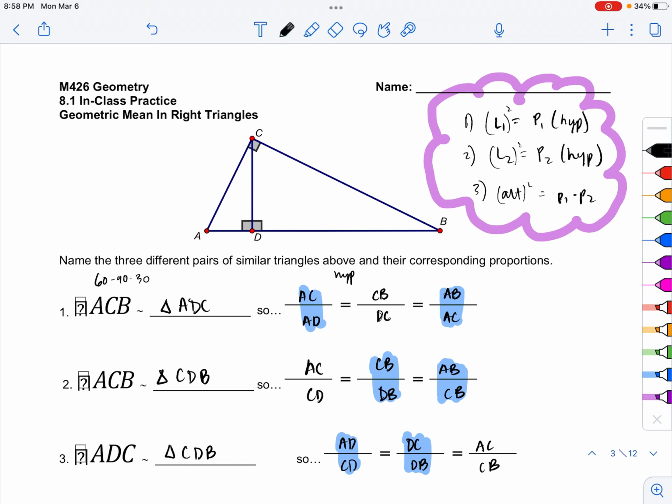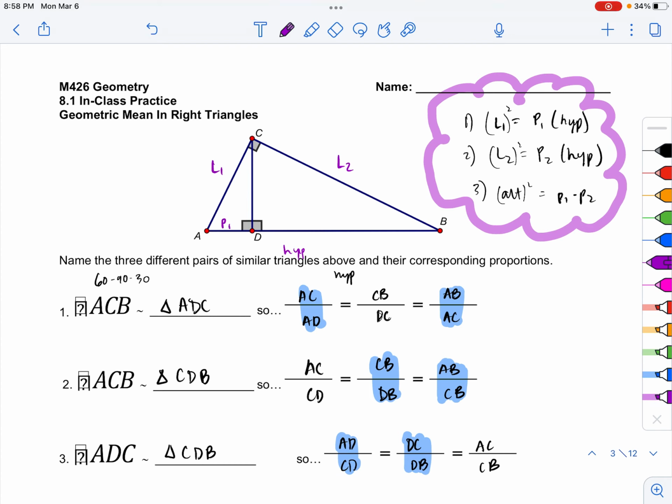We should label, let's say we have a right triangle here, and the most important thing to label is the hypotenuse. In this case, the hypotenuse is AB, so the whole length hypotenuse. Then we also have leg 1, leg 2, and then we have parts.